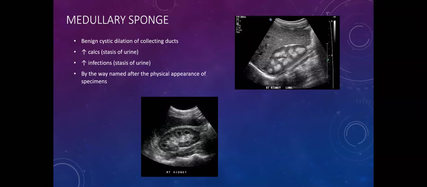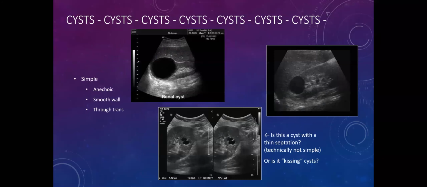And it is named after the physical appearance of specimens. So if you actually pull the kidney out, cut it in half, it looks like a sponge on the inside. The medullary section, basically the pyramids, look like a sponge. Okay, and cysts, we talked about that the other day as well. I believe they should be anechoic, smooth wall with through transmission. There is through transmission here. It's not bright, but the whole screen is kind of fuzzy on that one.